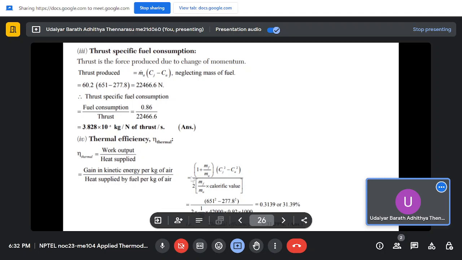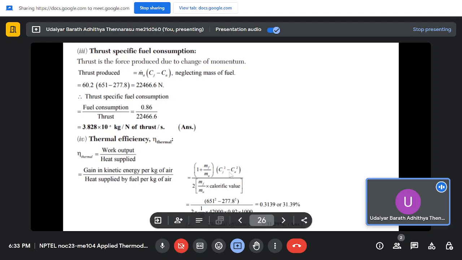This is the change in kinetic energy of the air, and then we divide by the heat supplied. Heat supplied is nothing but the mass of fuel into calorific value, multiplied by the efficiency if there is some combustion efficiency. In this case the combustion efficiency is given as 92%, so we'll multiply that. Here cj square is divided by 2 because it's a change in kinetic energy, so the 2 is in the denominator.